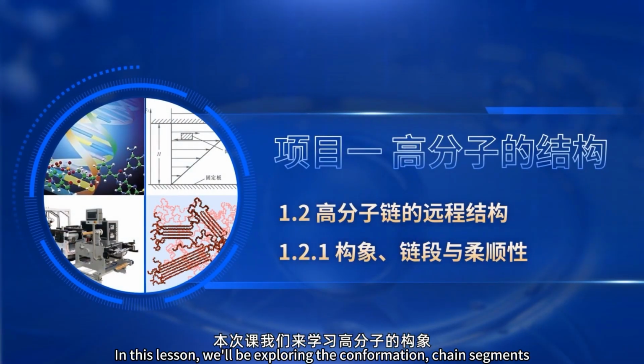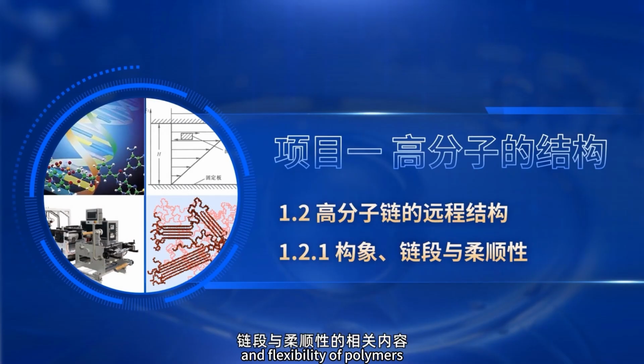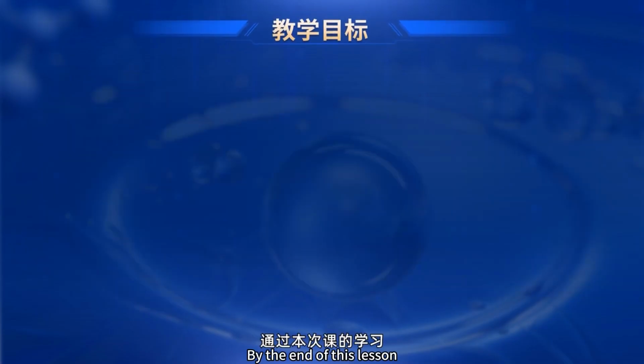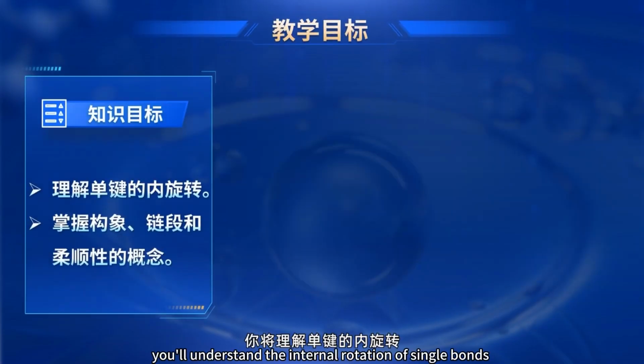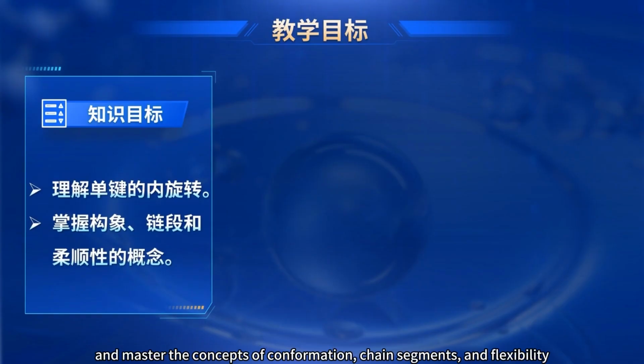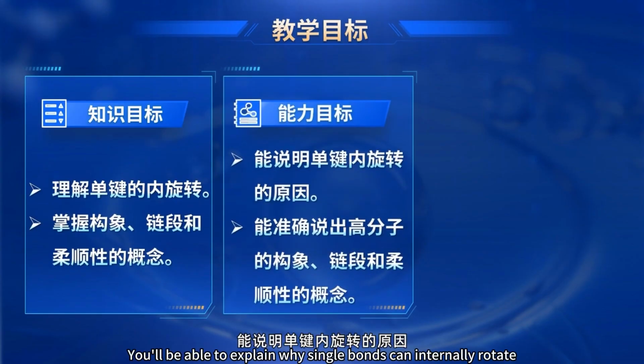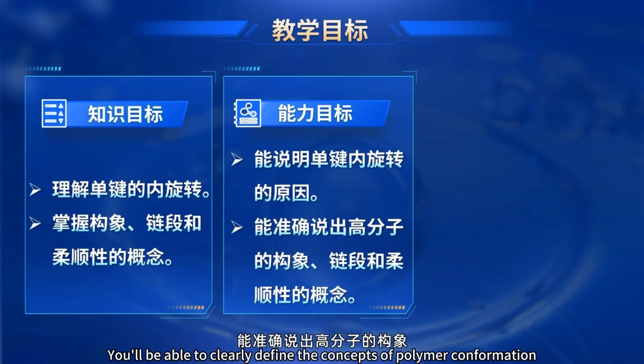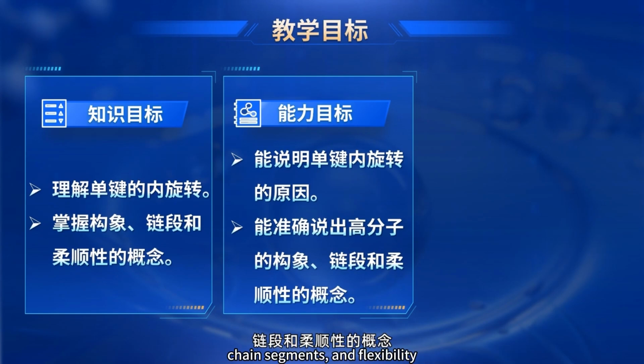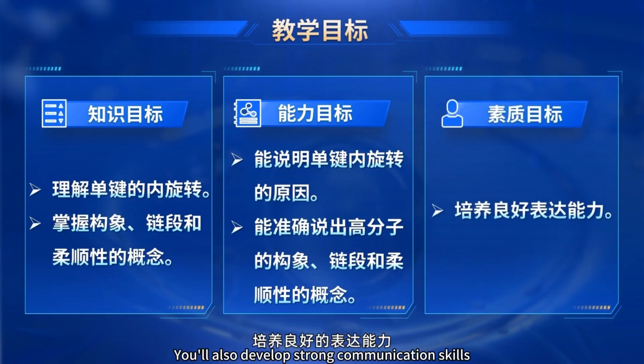In this lesson, we'll be exploring the conformation, chain segments, and flexibility of polymers. By the end of this lesson, you'll understand the internal rotation of single bonds and master the concepts of conformation, chain segments, and flexibility. You'll be able to explain why single bonds can internally rotate. You'll be able to clearly define the concepts of polymer conformation, chain segments, and flexibility. You'll also develop strong communication skills.